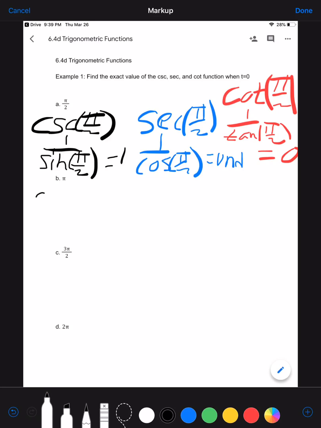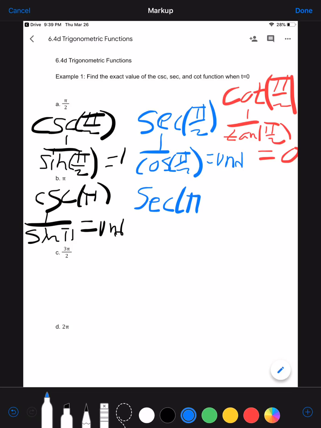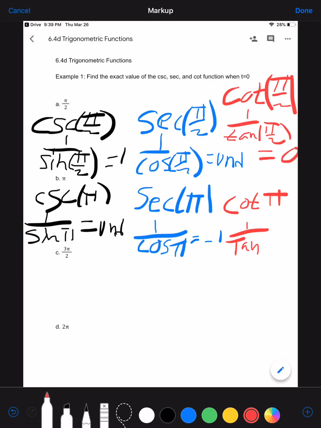So we're going to do the same thing we did before. Cosecant of pi is known as 1 divided by sine pi. You'll type that in your calculator just how you have it written. And our answer for that is going to be undefined. So we got that error divided by 0. So that's undefined. Next we're going to do secant of pi, or 1 divided by cosine pi, equals -1. Lastly, we're going to do cotangent of pi, or 1 divided by tan pi, and we get another undefined.